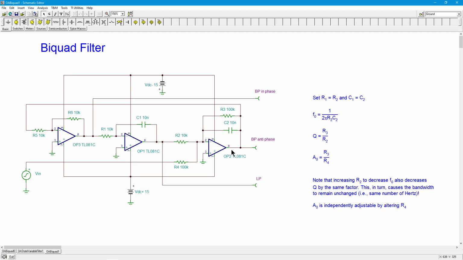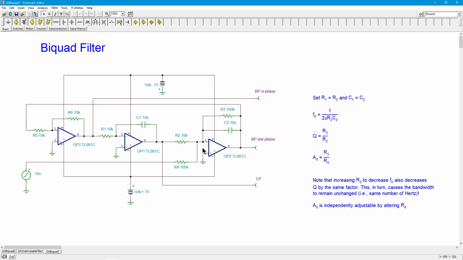Basic biquad filter. So don't let the fact that there's 3 op amps make you think that's a huge advantage. Well, not really, because we could have had a 3 op amp version of the state variable. So, 3 outputs: there's a low pass output, and then the in-phase and the out-of-phase bandpass. Integrator, integrator. But notice that what was the input summing amplifier is now just an inverting amplifier, and the summing is actually taking place in the third stage.